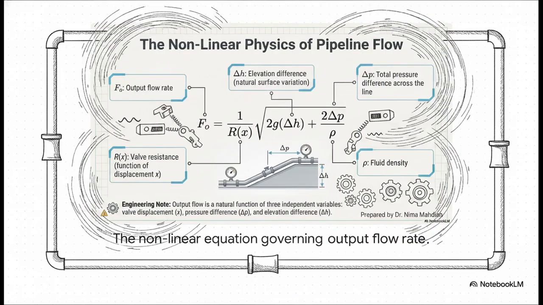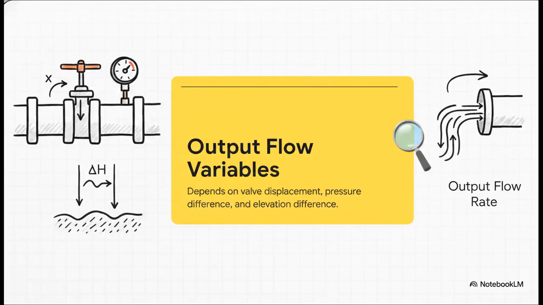So, check out this core nonlinear fluid dynamics equation. This mathematically defines exactly how our output flow behaves out there in the real world. The output flow rate, F sub O, equals 1 over the valve resistance, R of X, multiplied by the square root of a rather complex term. Inside that square root, we're looking at 2 times gravity times the elevation difference plus 2 times the total pressure difference, all divided by the fluid density. And honestly, it's that square root right there that makes this system highly nonlinear and mathematically, well, a real headache to control. Let's break down these independent variables clearly from an engineering perspective.